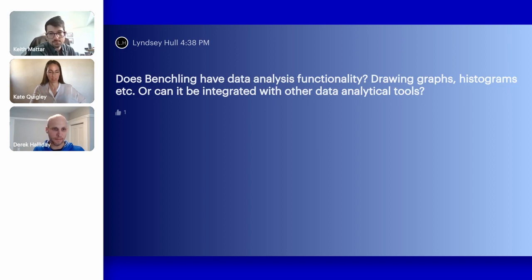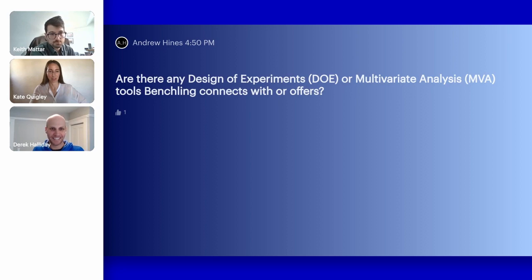Great. I think we probably have time for maybe one or maybe two. Let's see how we can do. This question is from Andrew around design of experiment or multivariate analysis. I think we've talked a little bit about analysis. We could start in there, and then we can talk a little bit about DOE. Derek, do you want to jump in here? And then Keith, if you also have some experience here, love your anecdotes too.